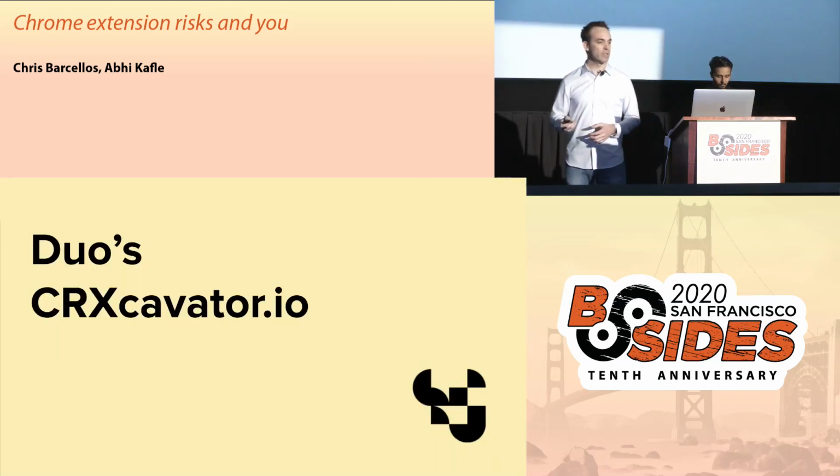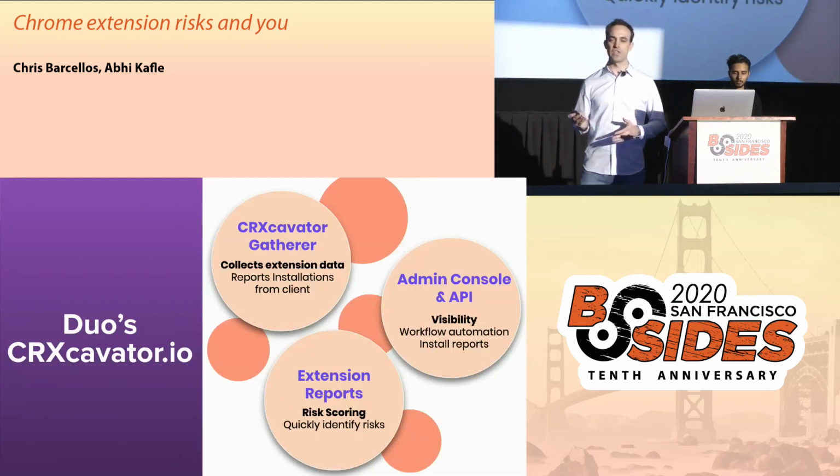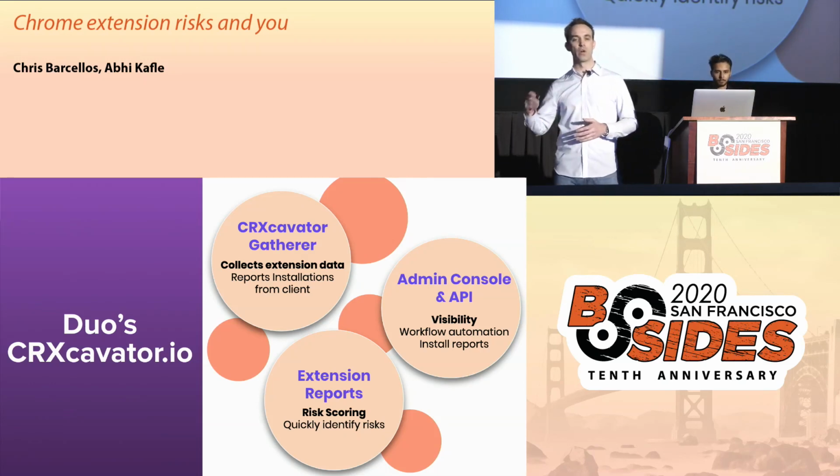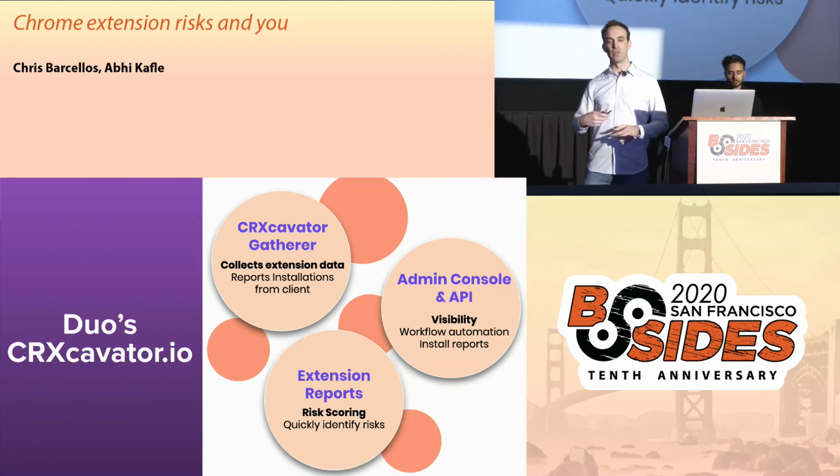So this is the tool that we used, Duo CR Excavator. It's very useful for getting an idea of what your extensions are doing and also what the users have installed. It has 3 parts. There's a CR Excavator Gatherer. This is a tool that's an extension. You force install or push install it into your users' browsers, and then it reports back to the site and it gives you the ability to collect what's currently running in your users' machines.